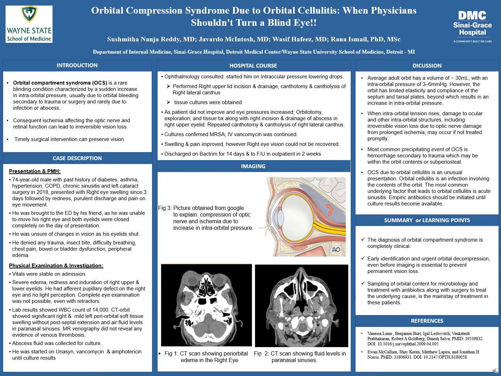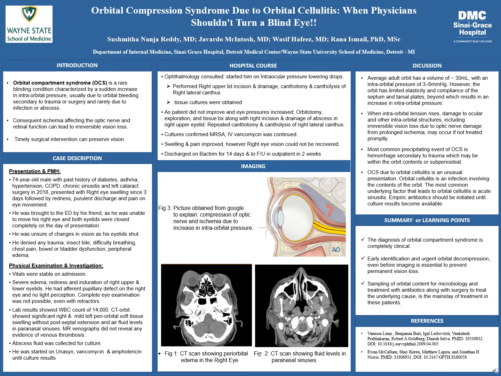Hence, identification of orbital cellulitis at a very early stage is very important. Orbital cellulitis can be distinguished from preseptal cellulitis by its clinical features such as ophthalmoplegia, pain with eye movements, and proptosis, along with imaging studies. The most common underlying factor that leads to orbital cellulitis is acute sinusitis. Empiric antibiotics should be initiated until the culture results become available.